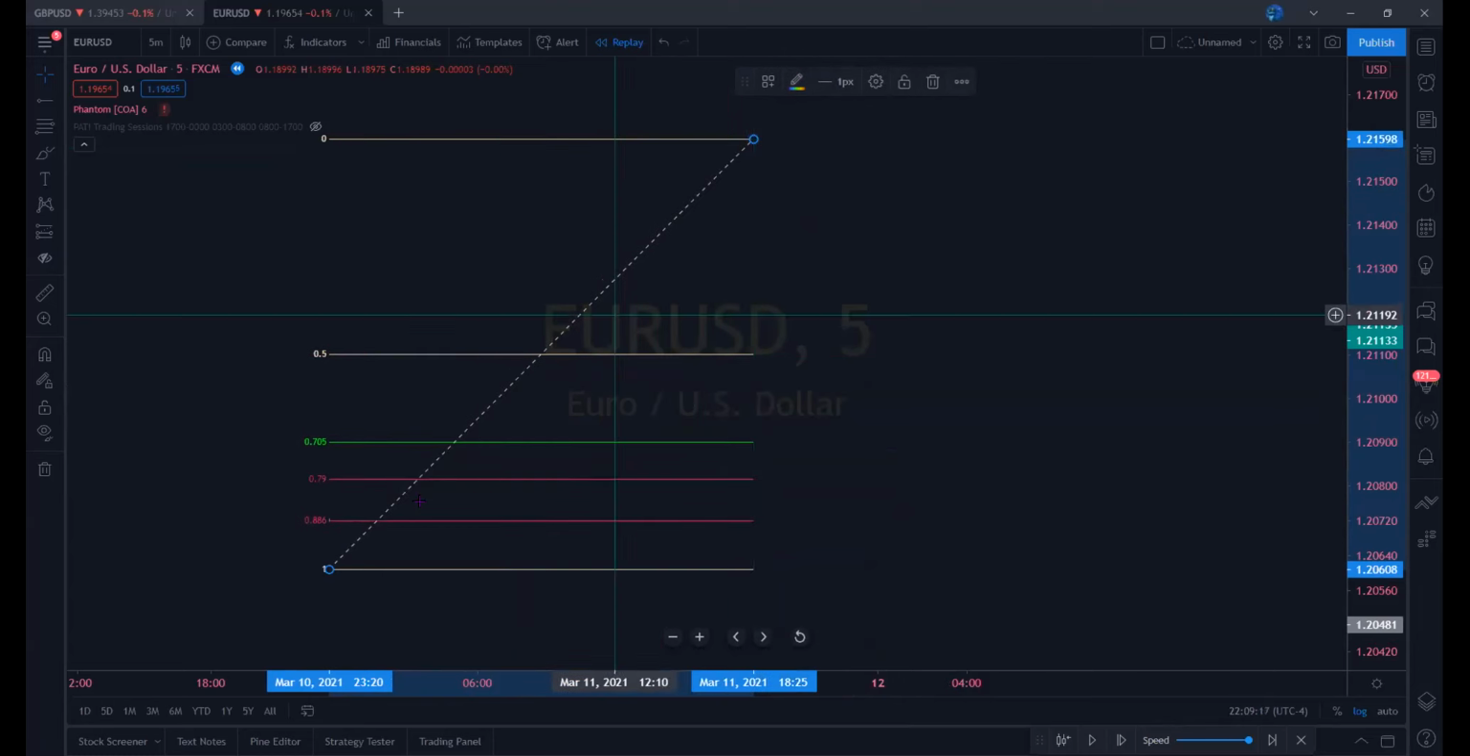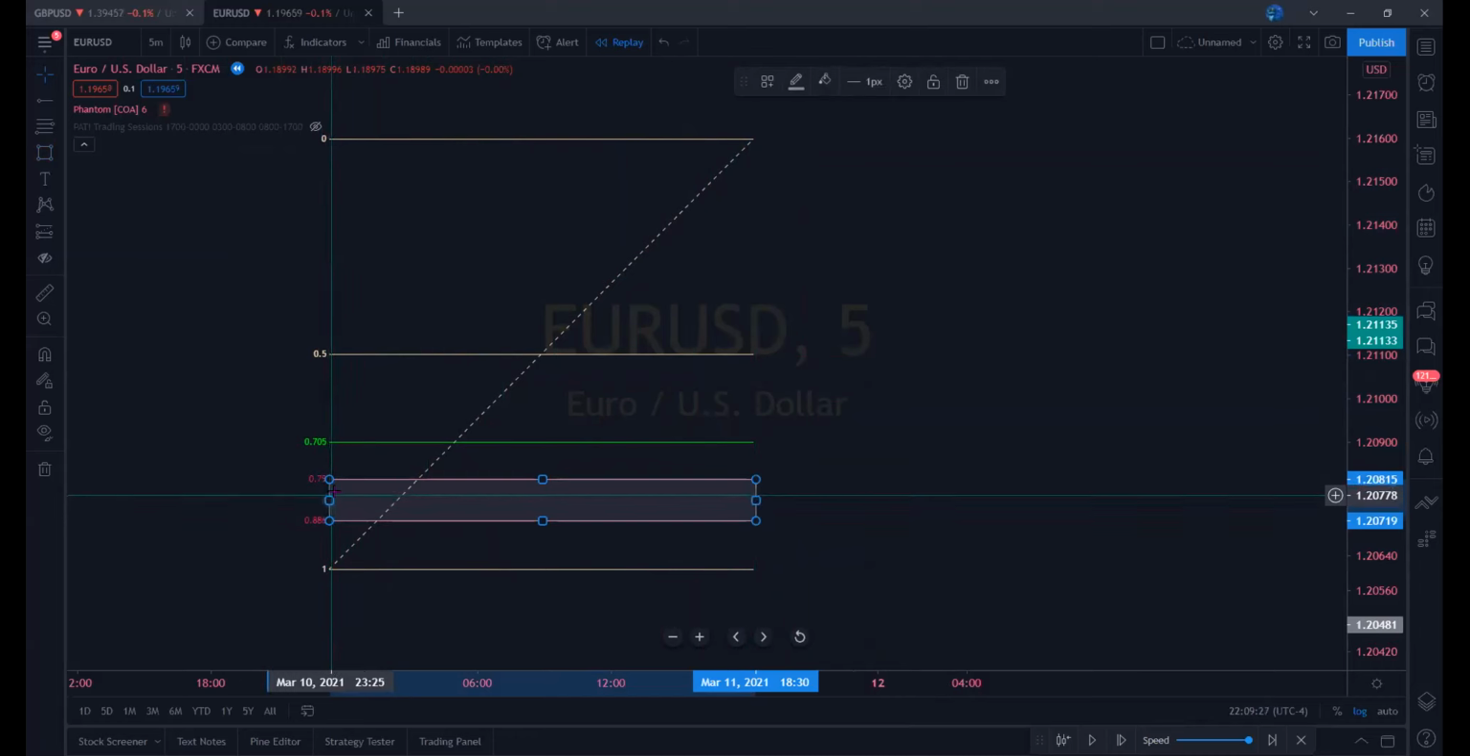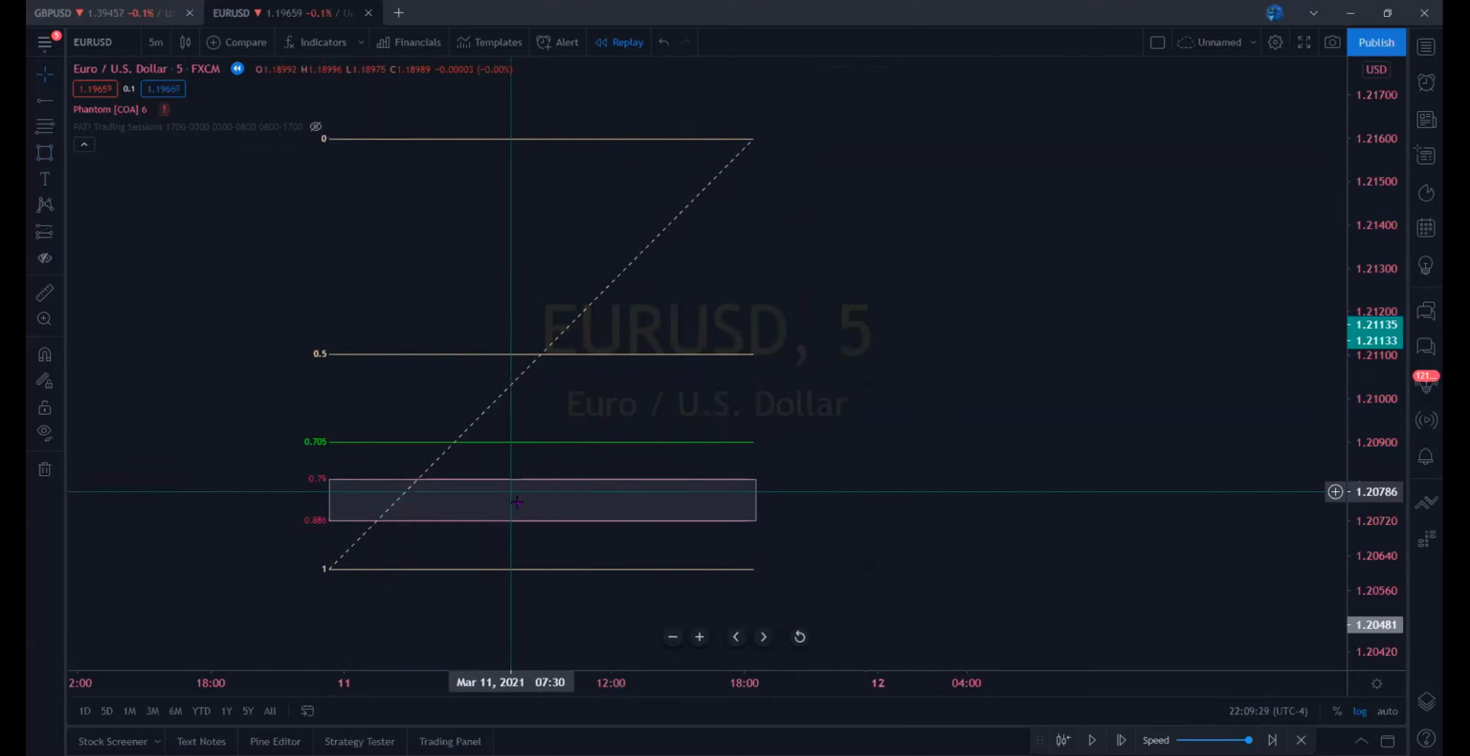So this little gap right here, from the 79 to the 88.6, is essentially what I use as my area of entry. Usually I enter right on the 79. If it goes below to the 88.6, sometimes I stack an entry or fill in my risk. So let's say I put in half lots at the 79. I can enter a full lot at the 88.6.